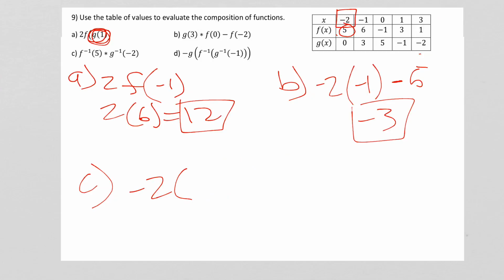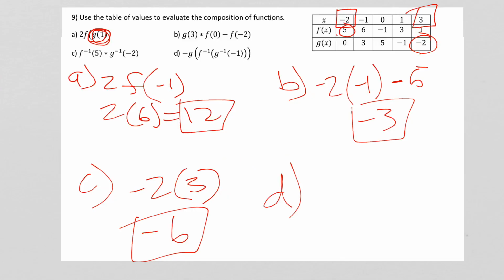Where does g have a value of -2? Right there, when x is 3. So we're multiplying -2 times 3 to get -6. What about D?